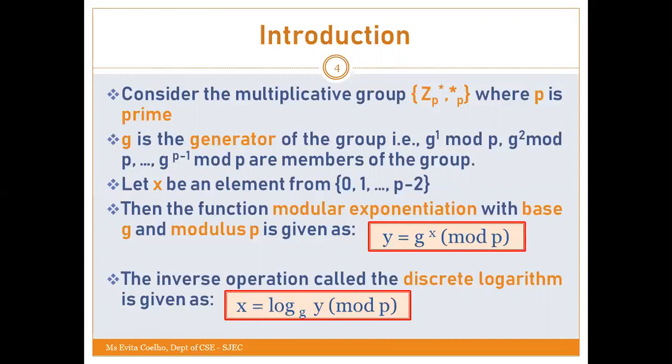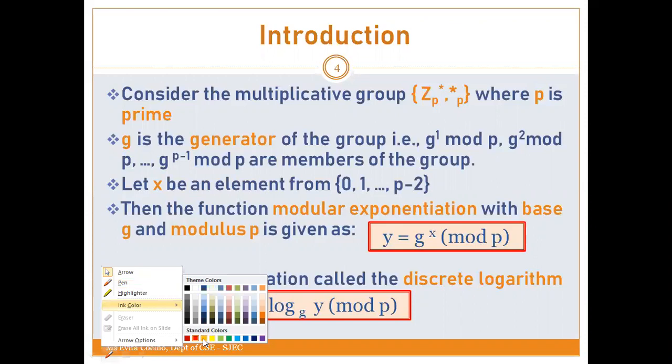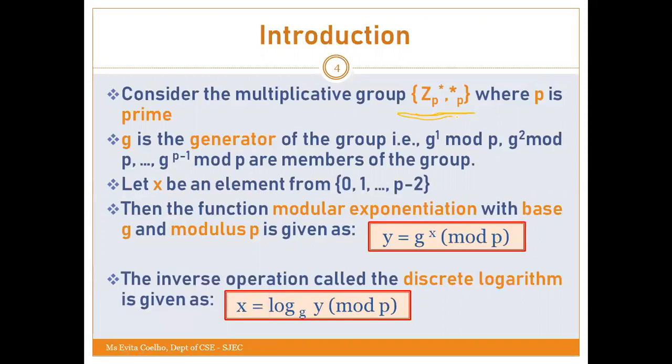So if I consider this multiplicative group that is given here, ZP star, then I can say that ZP is actually the set and star is the binary operation. Star is nothing but multiplication. That's why this group is called a multiplicative group. So let's assume that P is always a prime number. So that's about the definition of group.